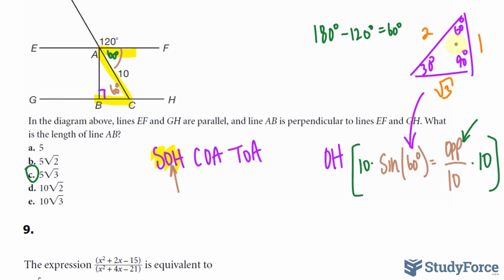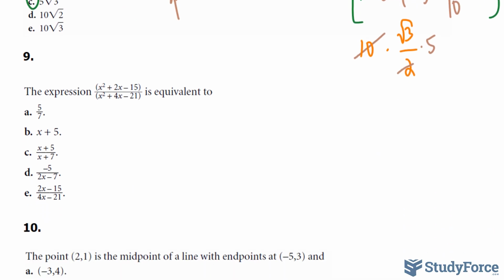So if it's sine 60, it's opposite over hypotenuse. Opposite is the square root of 3, and the hypotenuse is 2, times 10. So 10 divided by 2 gives what our calculator gave us originally. All right, let's move on to 9.